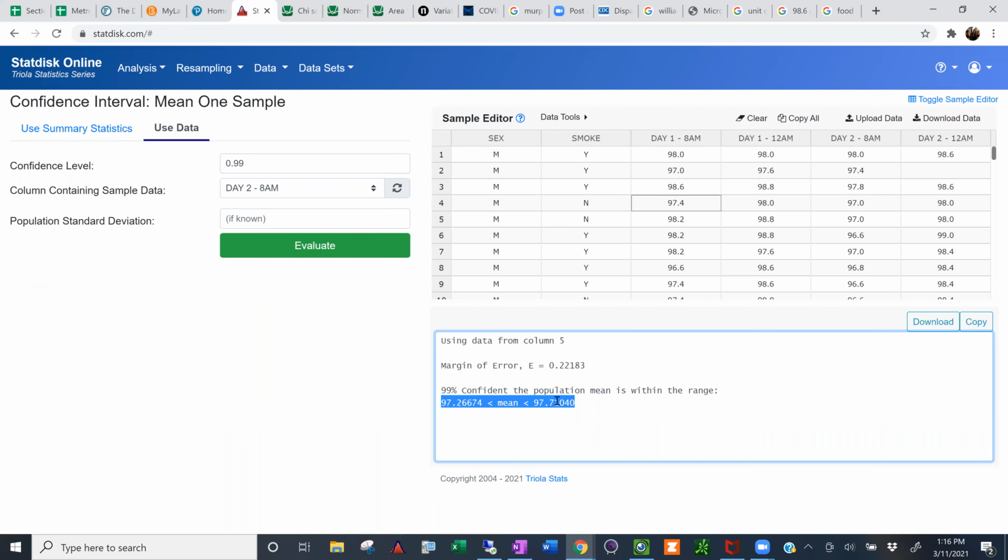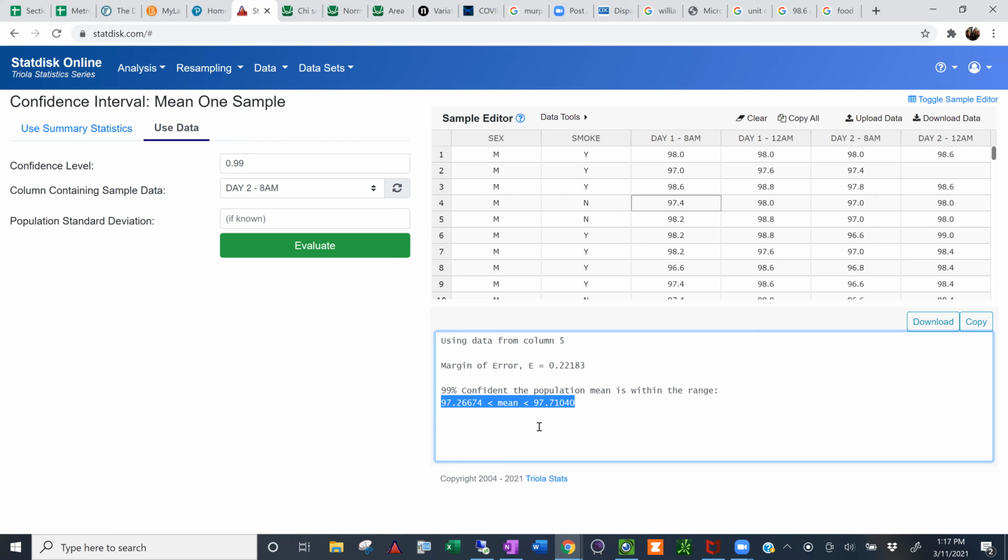So let's just write down a couple important things here. This is for example B. We get the margin of error is 0.22. So that means the margin of error is 0.22 degrees. And our confidence interval is going to range from 97.3 degrees is less than mu is less than 97.7 degrees.